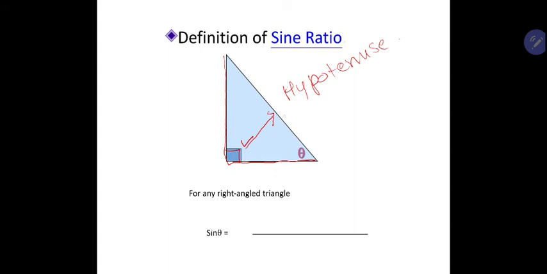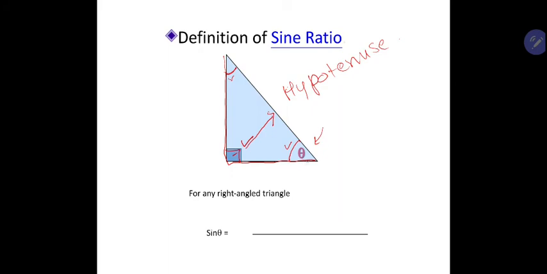And hypotenuse are always the longest side of a right triangle. Then as you can see, this is the 90-degree angle, and we have two more angles. One angle is here, one angle is here. Sometimes this angle would be given to you, sometimes this angle would be given to you. In this triangle, we have this angle given to us.